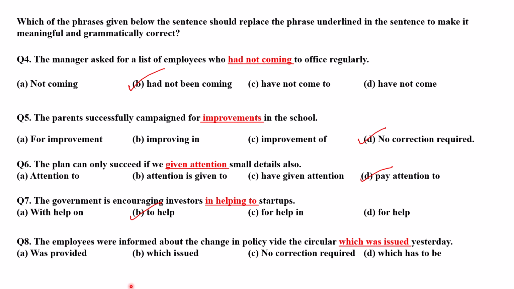Next, the employees were informed about the change in policy via the circular which was issued yesterday. So there was some change in policy and they have informed it through a circular which was issued yesterday. So this statement is correct. So no correction required. Now moving to question number 9.